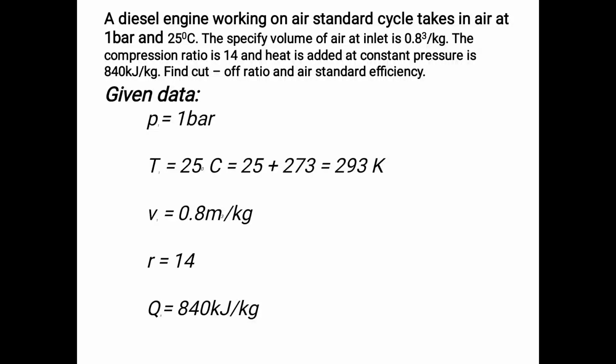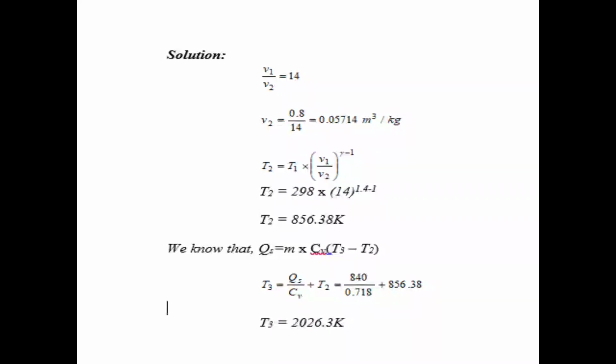So given, first of all, pressure equal to 1 bar, temperature 25 degree centigrade, we can convert it into Kelvin. So adding 273, degree centigrade converted into Kelvin, we get 293 Kelvin. Then volume V equal to 0.8 meter cube per kilogram. Then compression ratio, that is R equal to 14. Then heat supply Q equal to 840 kilojoule per kilogram. For solution, V1 by V2 equal to 14, that is compression ratio. We know, already given the value equal to 14.